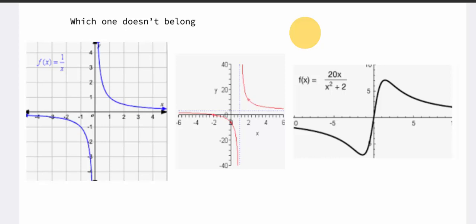Alright, we are trying to figure out which one doesn't belong. I'll address that in the next slide. So go ahead and put that wherever you think.